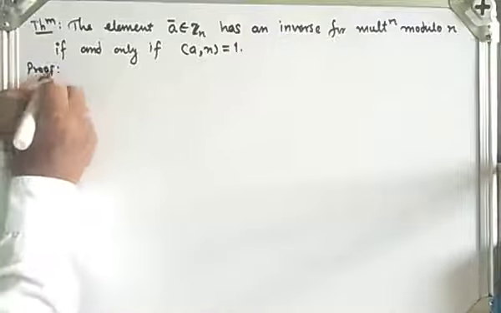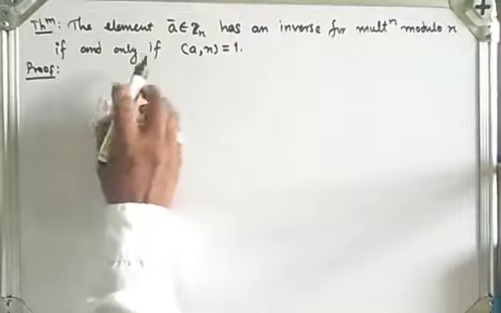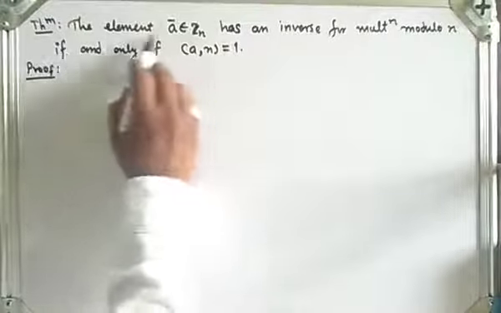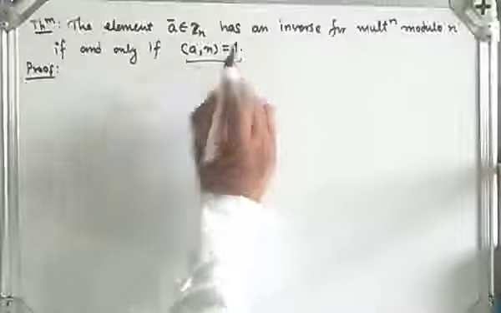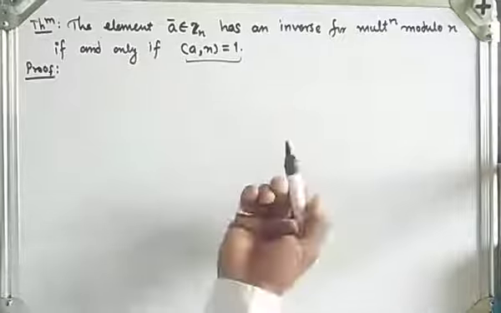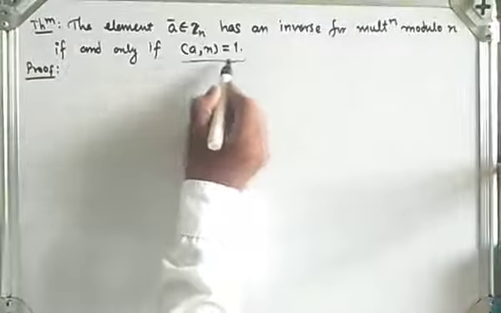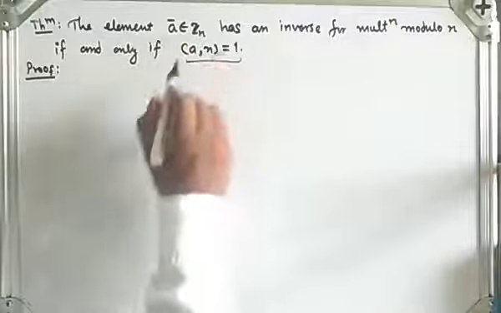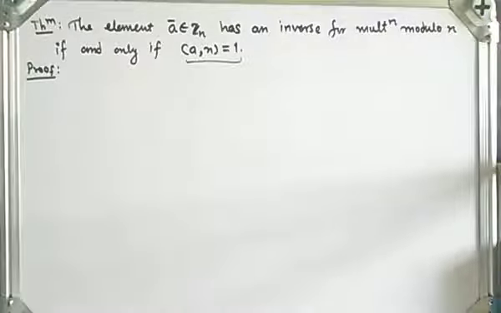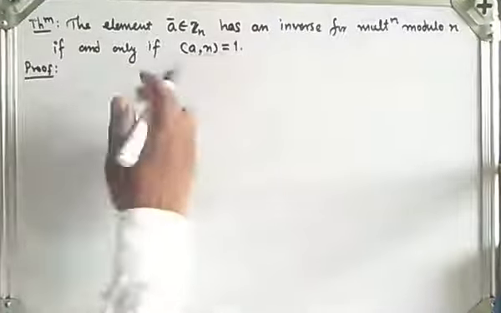Now we will prove this theorem in two ways. This is an if and only if condition. First we prove that if GCD of a and n is equal to 1, then the converse part follows. Now first consider GCD of a and n is equal to 1, then prove that a bar has an inverse element in Zn. So let's see the proof.